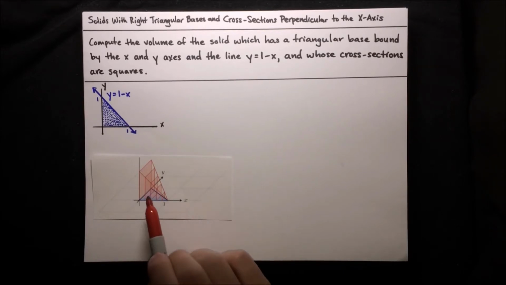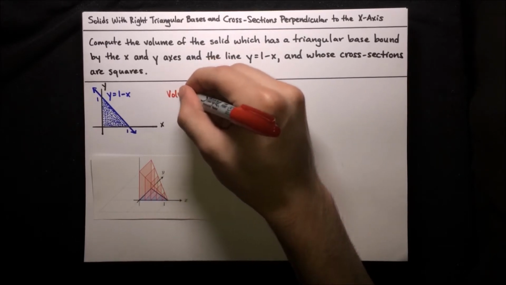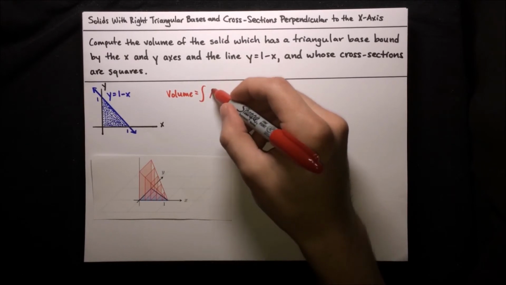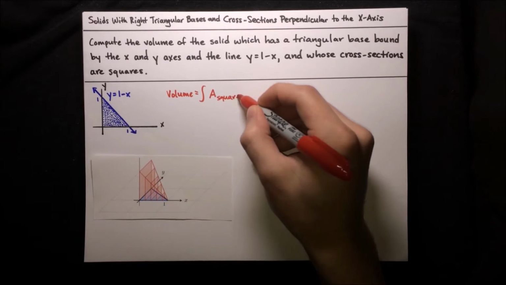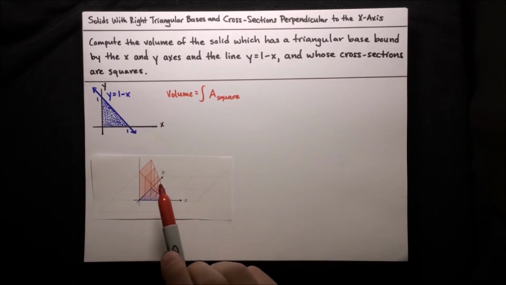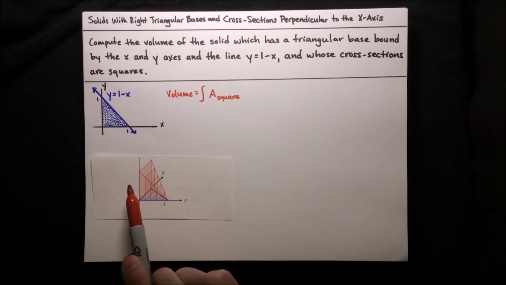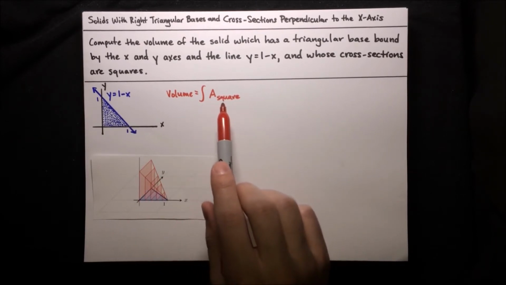So how do we find the volume of this region? Well, we just have to integrate the areas of the cross-sections. The volume is equal to the integral of the areas of those cross sections, those squares. Okay, so this is a step in the right direction. We know that to find the volume, we have to sum up all those areas of the square cross sections, and we do that with an integral. But how do we compute this integral?